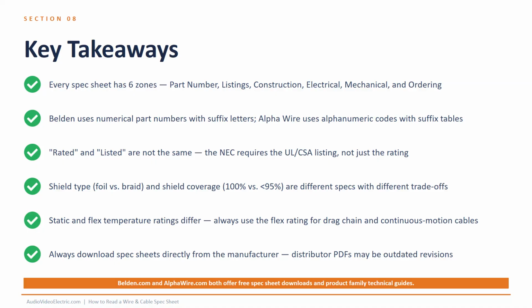To recap, every spec sheet has 6 zones: part number, listings, construction, electrical, mechanical, and ordering. Belden uses numerical part numbers with suffixes. Alpha Wire uses alphanumeric codes with suffix tables. Remember, rated and listed are not the same. The NEC requires the listing.